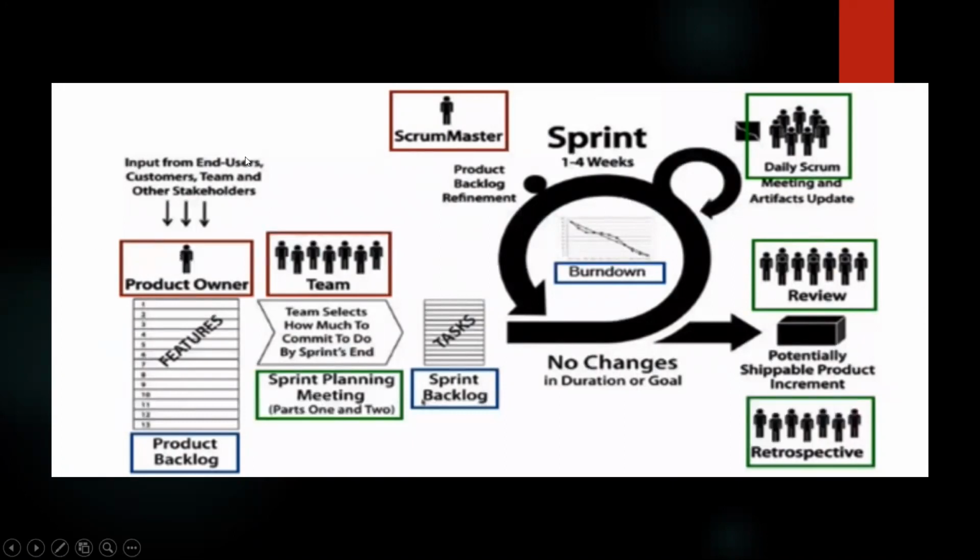You will get the input from end users, customers, teams, other stakeholders and industry experts, and they will prioritize the items and put them into the product backlog. This is the role of the product owner. Coming to the product backlog, this is nothing but a single master list of features, functionality, etc., ordered based on business value and risk. The product backlog is constantly being revised by the product owner to maximize the business value of the team's effort.